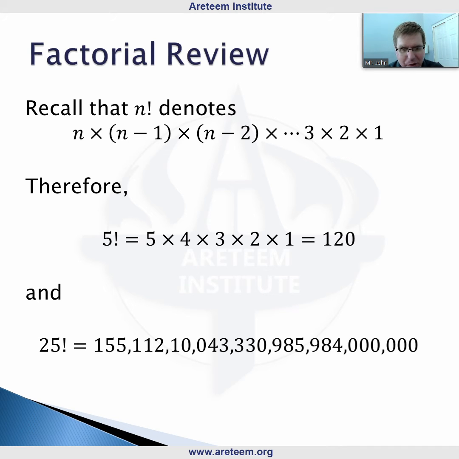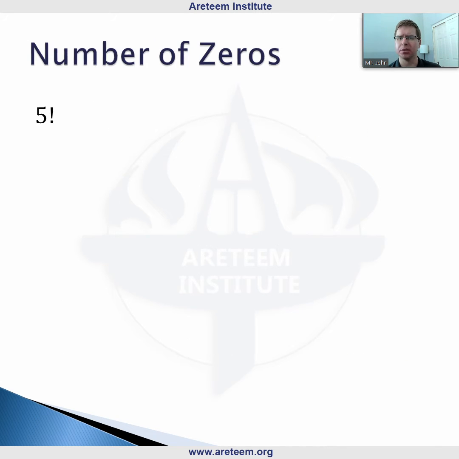So 25 factorial is already this very, very big number, right? So we have this huge number here written out just for 25 factorial. Now, in terms of what we're talking about in this video, the number of zeros, right? We see in 120, 5 factorial, there's 1 zero at the end, whereas 25 factorial has 6 zeros at the end there. So this is what we're going to explore in a little bit more detail in the rest of the video today.